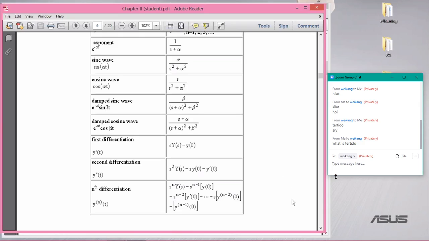Now I think you wish that you had paid more attention in your mathematics class. Okay, so let us solve an example using this Laplace transformation technique.